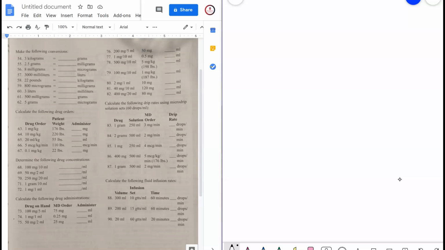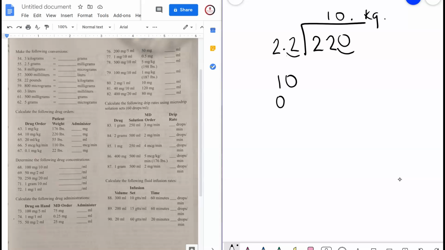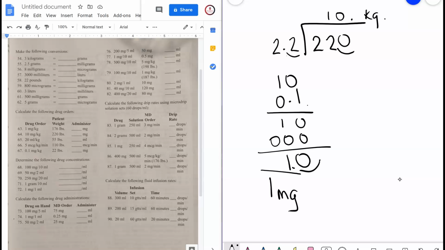22 pounds. All right, so a 22-pound patient should look pretty simple. 22 is 10 kilograms, so you have a 10-kilogram patient. If you are going to give them 0.1 milligram per kilogram, 10 times 0.1, you're going to move that decimal point over one spot. So you're going to give this patient 1 milligram. Okay.